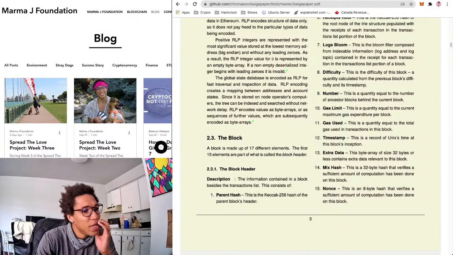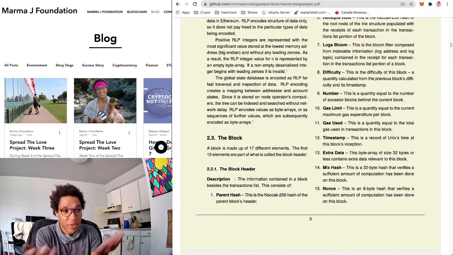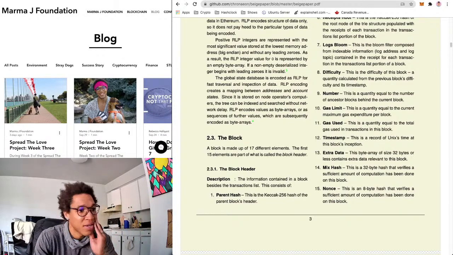Anyways, you have your timestamp. That's how you know when that block was created. That's how you figure out the difficulty and all that stuff.